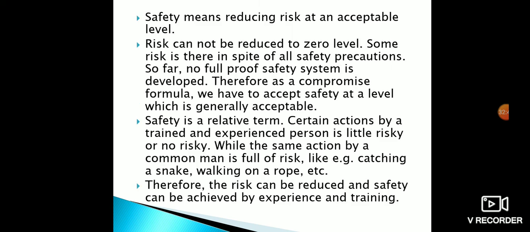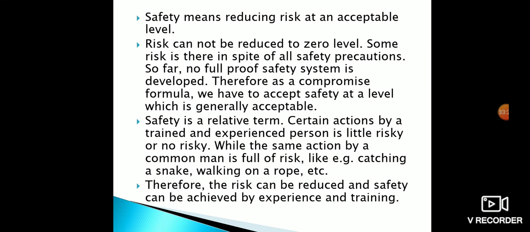Safety means reducing risk to an acceptable level. Risk cannot be reduced to zero level. At any place we cannot say that this is a 100% safe environment. We can reduce risk, but we cannot reduce it to zero level. We cannot avoid it totally.